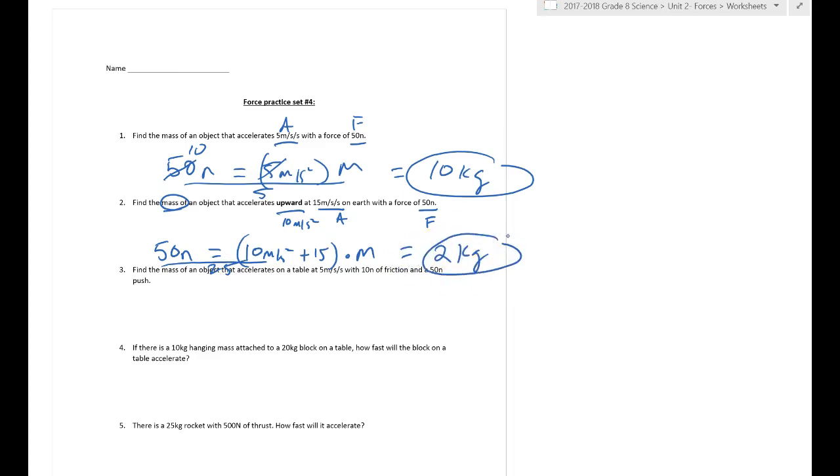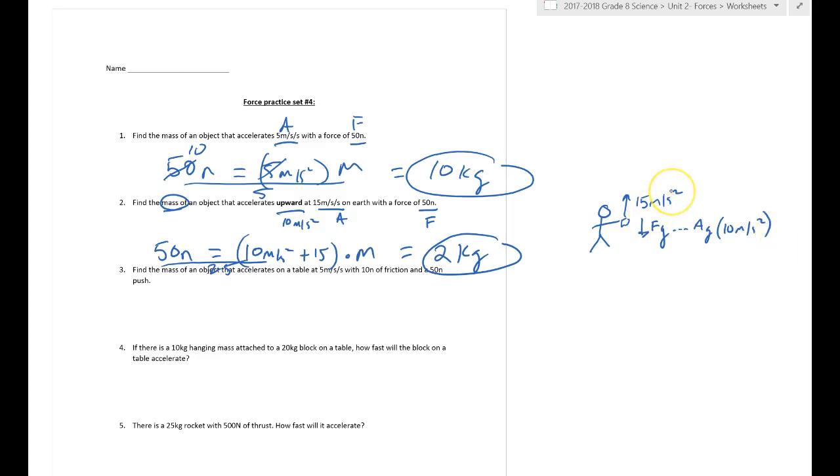Now you might be wondering, why are we adding 10 meters per second squared plus 15 meters per second squared? If this is me, and I am holding the object, and I am then going to accelerate it upwards at 15 meters per second squared, there is a force that we haven't yet talked about that I've already countered, and a downward acceleration that I've already countered. That downward force would be F of G, which would equal whatever the mass is times 10 meters per second squared. So if we're going to account for force due to gravity, we are talking about A of G of 10 meters per second squared.